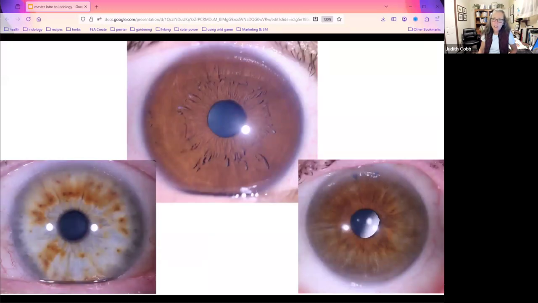So how do we use iridology? We use it to guide our questions. We use it to create rapport, and we use it to inform our recommendations.